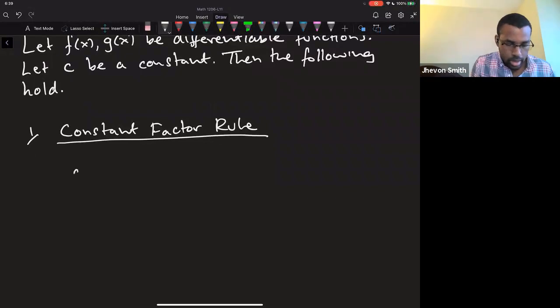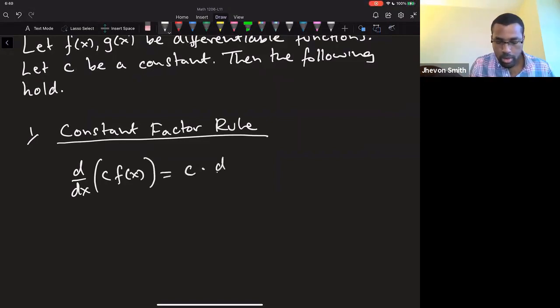Basically, that says the derivative of a constant times a function is just the constant times the derivative of the function. Okay. That's the constant factor rule. So once I know how to differentiate a function, I automatically know how to differentiate any constant times that function.